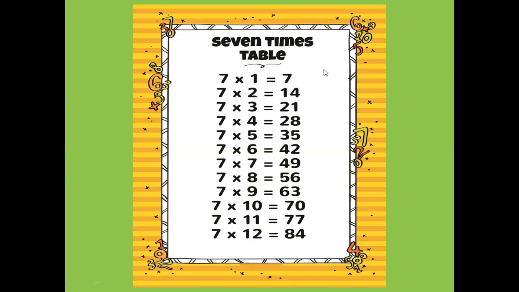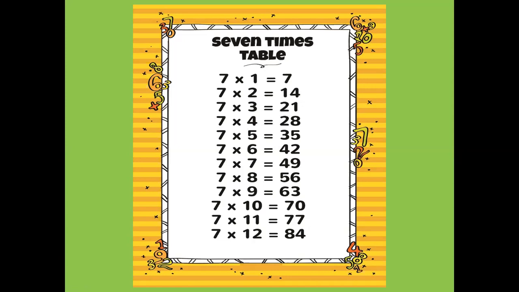Now read with me. 7 ones are 7. 7 twos are 14. 7 threes are 21. 7 fours are 28. 7 fives are 35. 7 sixes are 42. 7 sevens are 49. 7 eights are 56. 7 nines are 63. 7 tens are 70. 7 elevens are 77. 7 twelves are 84.